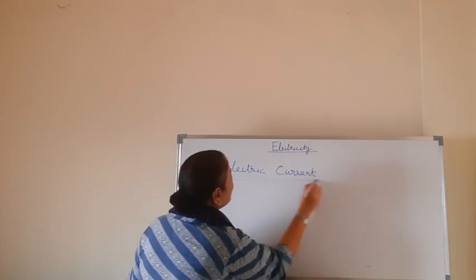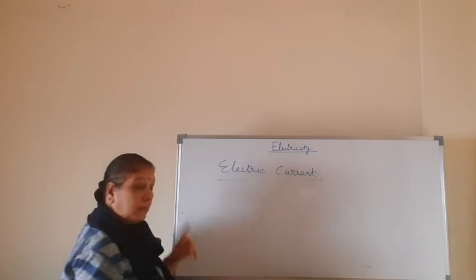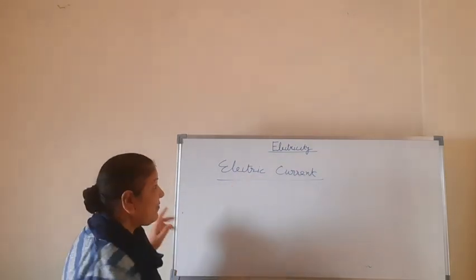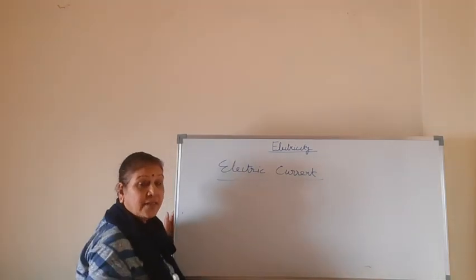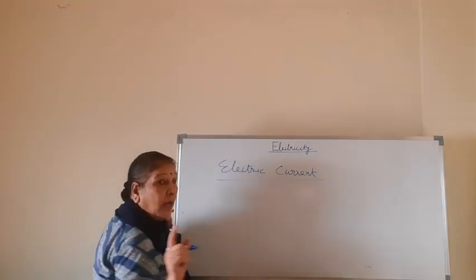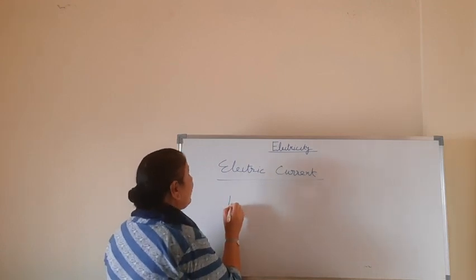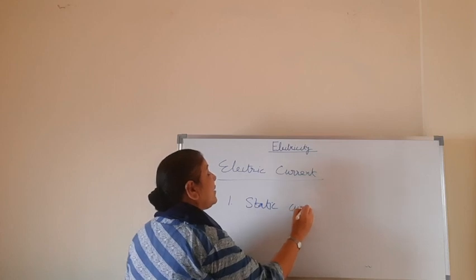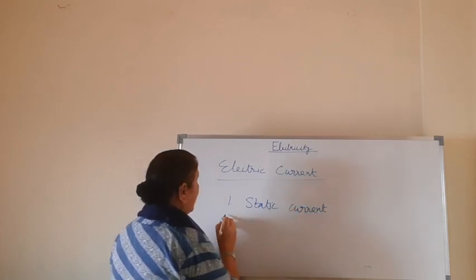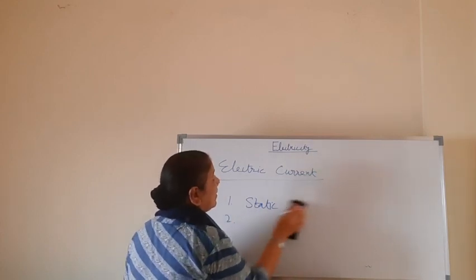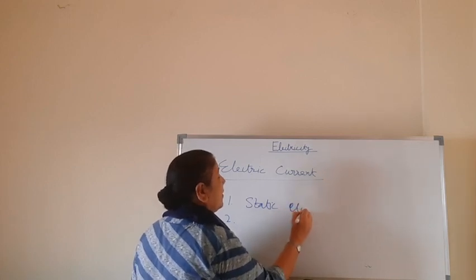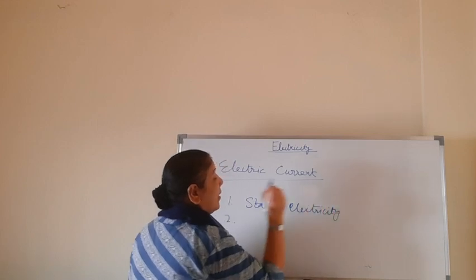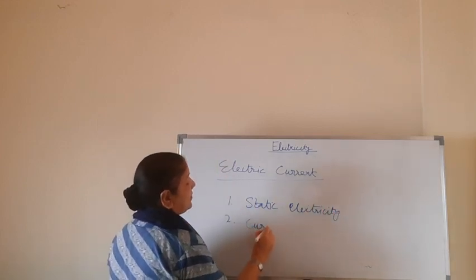Before that, I would like to explain to you static and current electricity. We are going to study in this chapter current electricity. So we have two types: static electricity and current electricity.